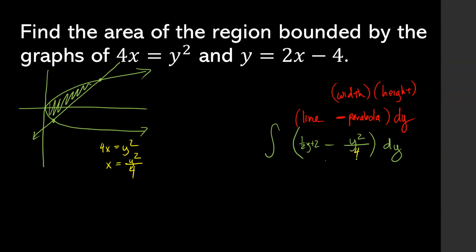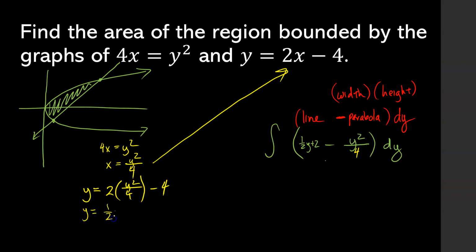which you may have realized I made a huge mistake on. Okay. And let's put that in this x. So we're going to have y is equal to 2 times y squared over 4 minus 4. y is equal to 1/2 y squared minus 4. And let's multiply everything by 2. 2y equals y squared minus 8.